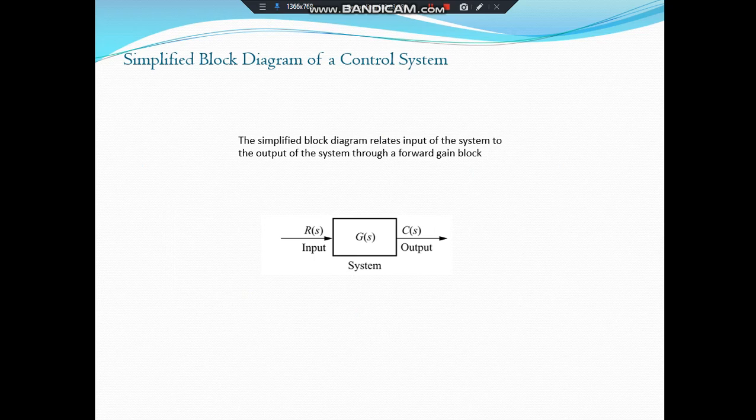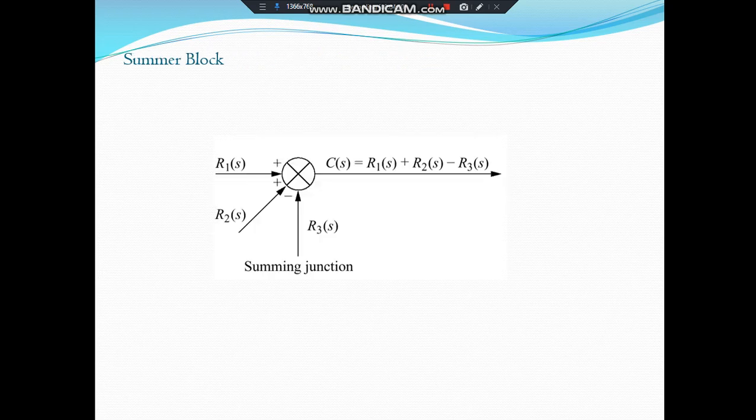Okay, this is a simple block diagram in which one system is shown. The transfer function of the system is G of S, the input is R of S, and the output is C of S. The simplified block diagram relates the input of the system to the output of the system through a forward gain block. And here is the summing junction.